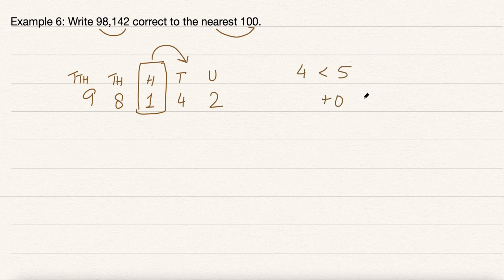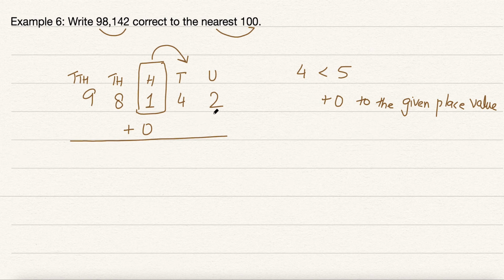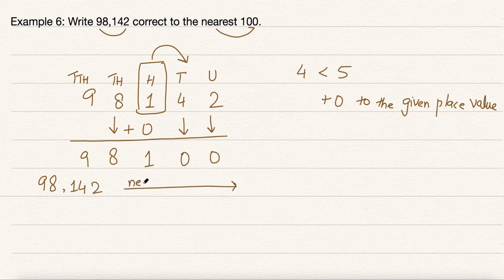That's why you will add 0 to the given place value. So add 0 here. And then replace the digits to the right with 0. This becomes 0. This becomes 0. 1 plus 0 is 1. And the digits to the left will be copied as it is. This is 9. So when you round off 98142 correct to the nearest 100, then you will get 98,100. So this is 98,100.